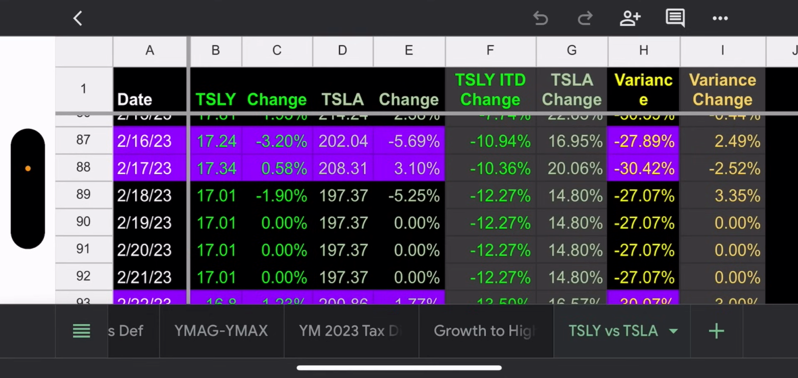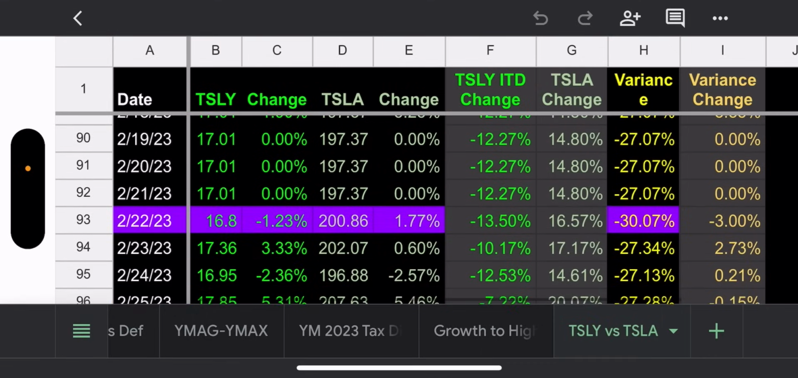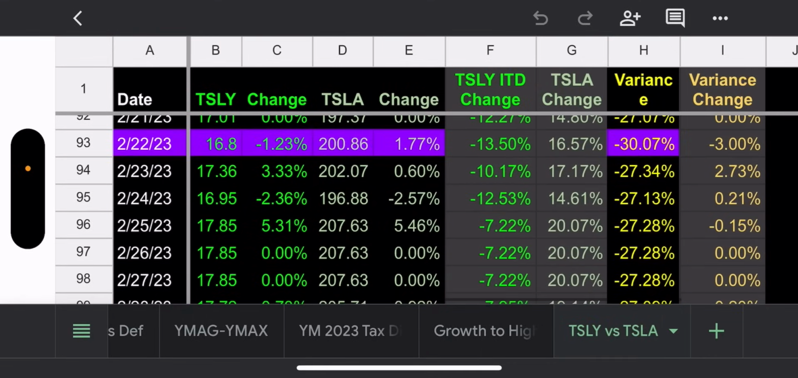But then the next day, Tesla went up 3%. We went up essentially none, and then they got it right back. So that was like a wash. And here's another purple. Tesla went up 1.77%. We went down 1.23%. I do not know what happened on this day.